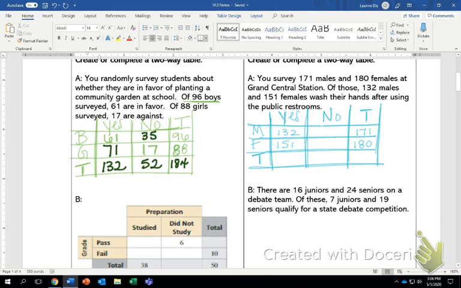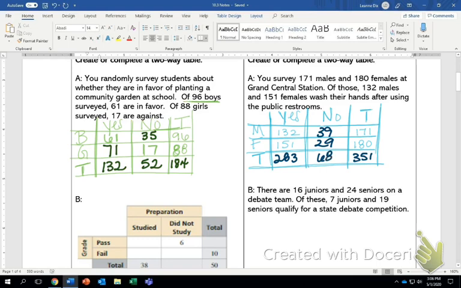283. And then I'm going to add downward here, 171 plus 180 is going to be 351. All right, and now I can go this way and figure out 171 minus 132 is 39. Do the same thing for the females. 180 minus 151 is going to equal 29. And then I can finally add downwards, 39 plus 29 is equal to 68.